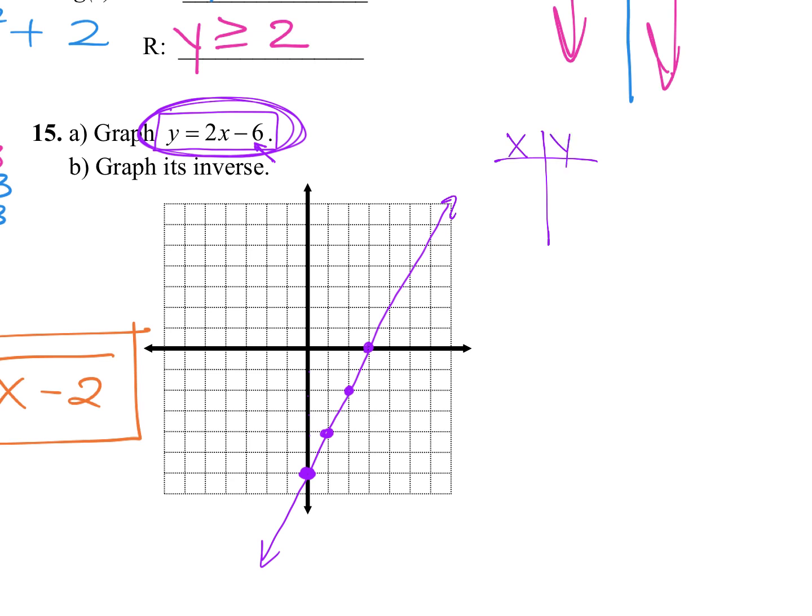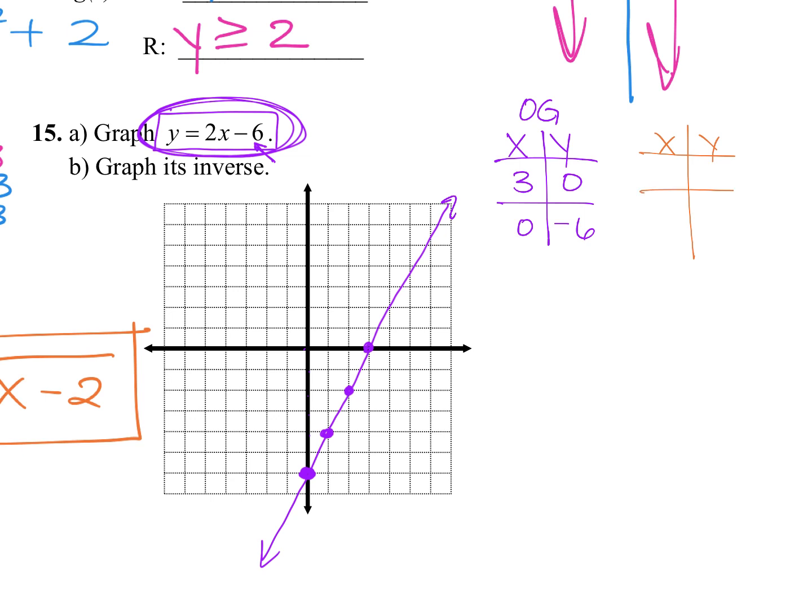My original function, okay? I gave 4 points. You really only need 2. So pick 2 points from this line that I drew. So I'm going to pick the point (3, 0). And I'm going to pick the point (0, -6). Okay, those are points on my original function. The inverse is just going to flip those x's and y's.